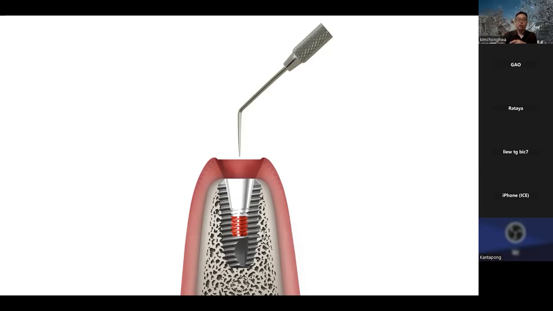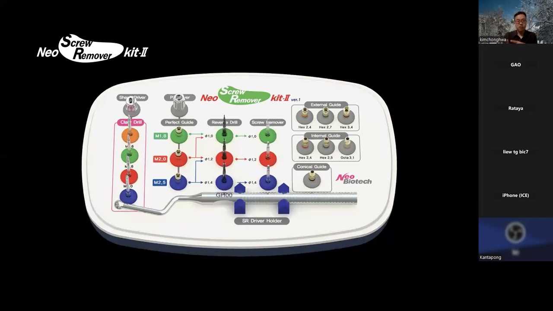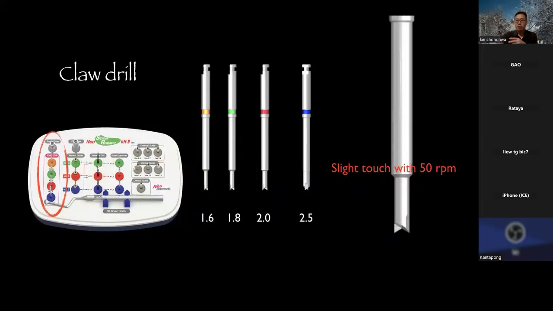This is what happens usually. But if it doesn't work this way for some reason, we can try to use this kit called the screw remover kit. Let me go through each part of this kit in a minute. Let me start with claw drills, on the left-hand side of this kit. What claw drills means, claw is this, right? Claw of wild animals. So it's got a little structure at the end of the spur. It's like a claw.